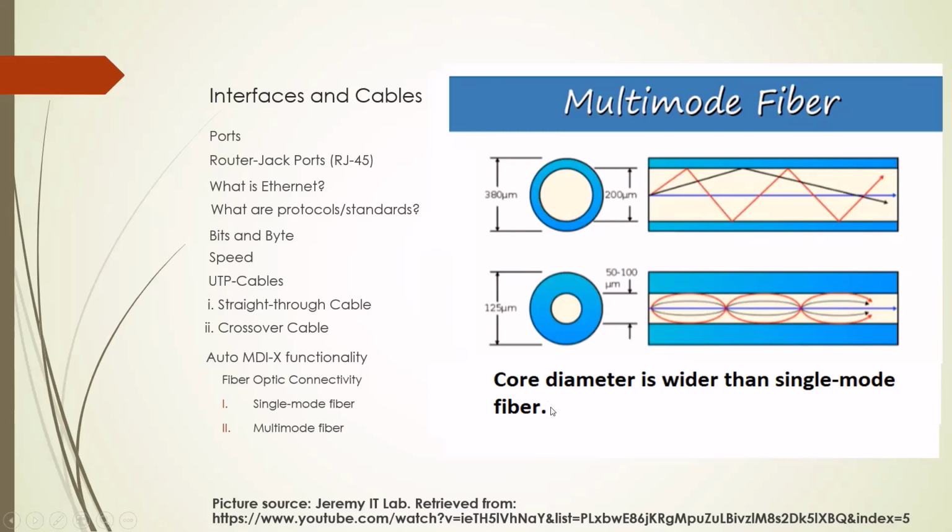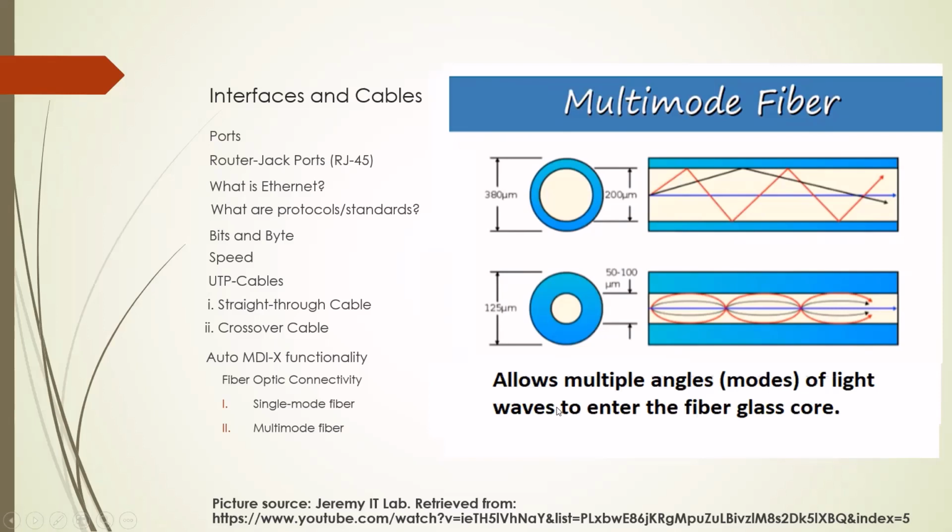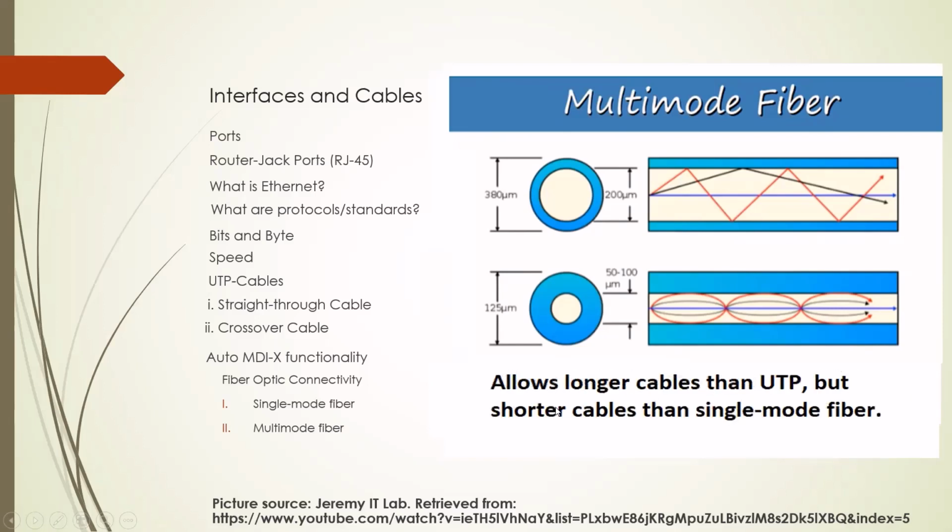These are the characteristics. The second thing you also need to take note of is that it allows multiple angles or modes of light rays to enter into the fiberglass core. Then the third thing is that it allows longer cables than UTP, but shorter cables than single mode fiber. What am I trying to say? Remember, our standard for UTP was 100 meters for cable.